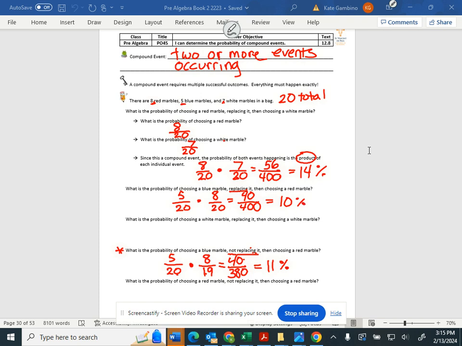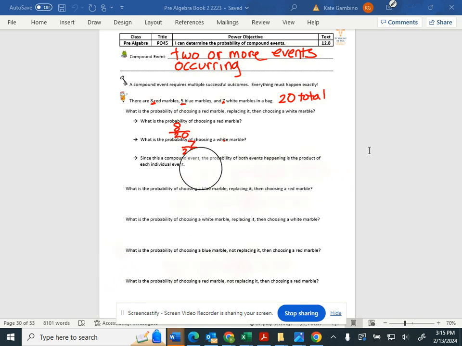So your final answer is your percentage. But I need to see the probability of each individual event, what it is when we multiply across, and then the percentage. So you are going to finish this front side, and I want us to take a peek at that second page, because the directions are a little bit different.